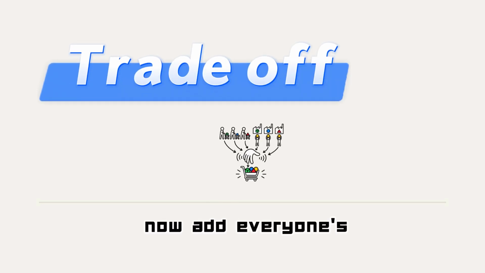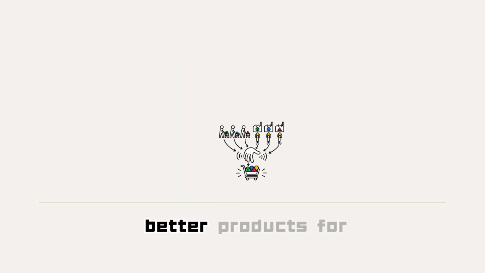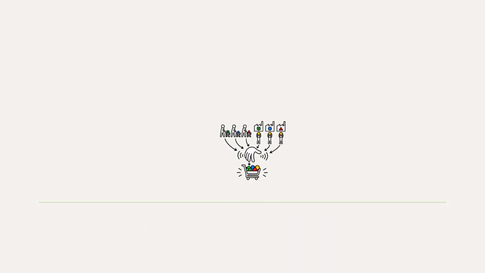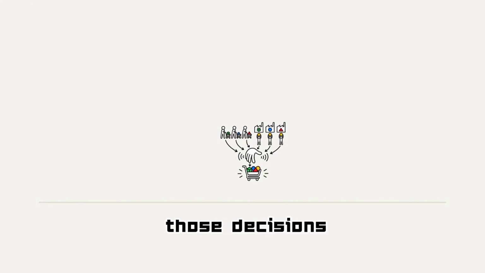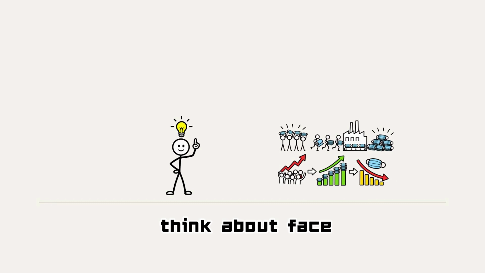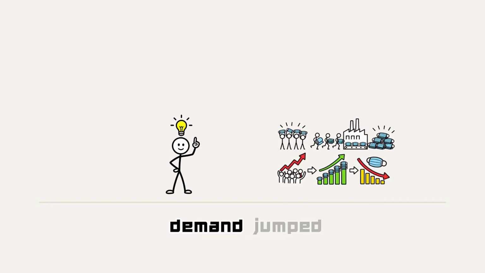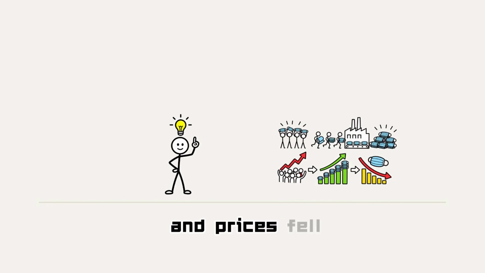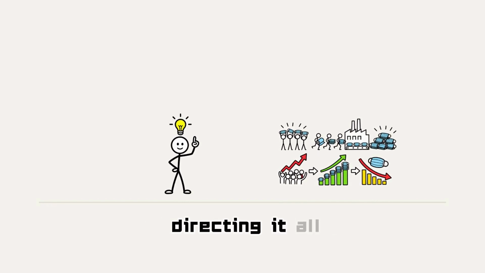Now add everyone's choices together. Shoppers want better products for less. Businesses want to earn more while spending less. And Adam Smith called the way those decisions coordinate a market an invisible hand. Think about face masks during the pandemic. Demand jumped, companies rushed to make them, supply caught up, and prices fell without one person directing it all.